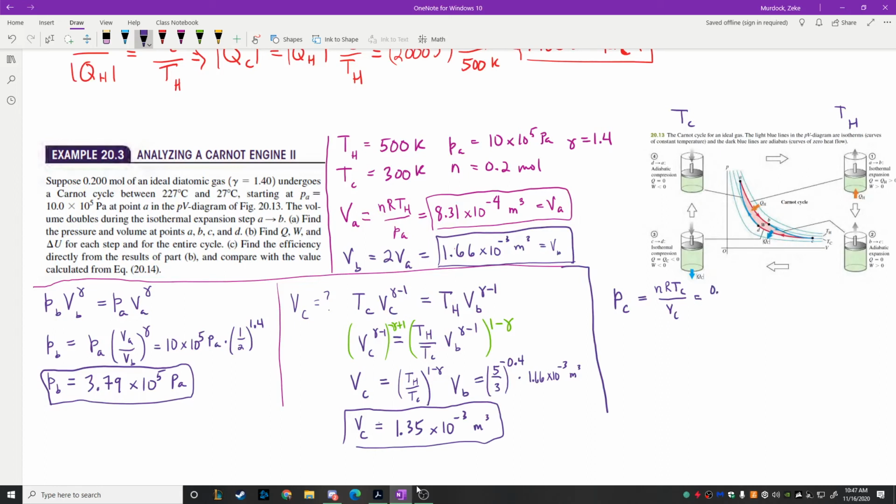Yeah. Okay, so then the pressure at point C should be equal to N times R times temperature cold divided by volume at point C. So this will be 0.2 moles multiplied by the gas constant, and then TC was 300, and we divide that by VC, which we just calculated.